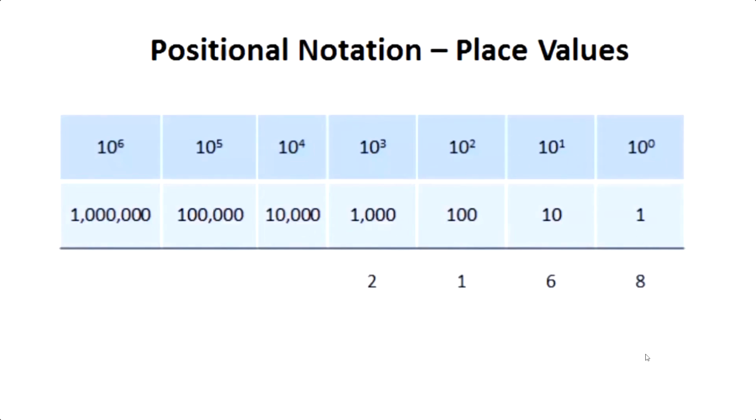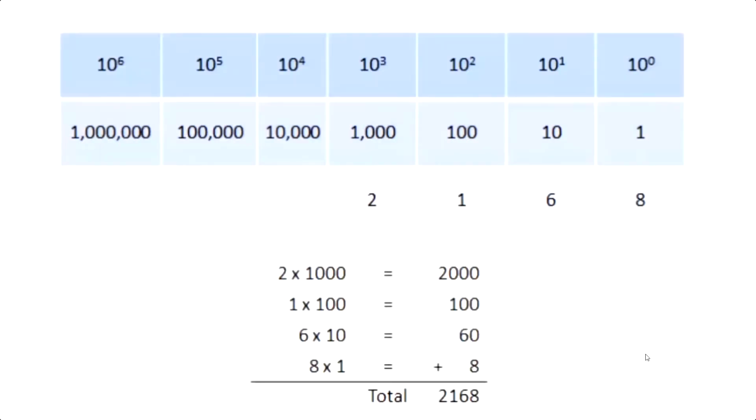If we look at the number 2,168 then, in long form, we can see that effectively we have 2 1,000s, 1 100, 6 tens, and 8 ones, and 2,000 plus 100 plus 60 plus 8 totals 2,168. This is the type of counting and addition that we learn as children.